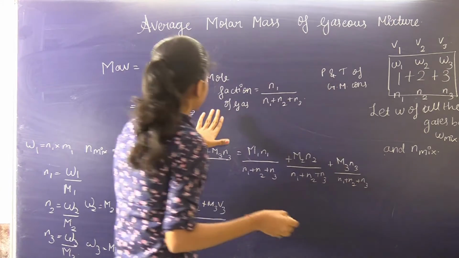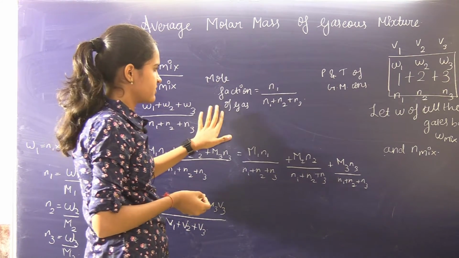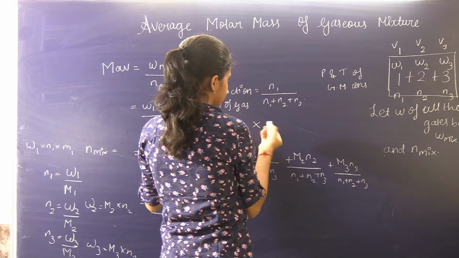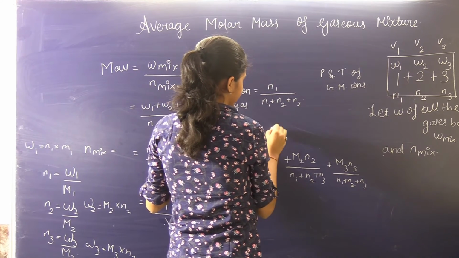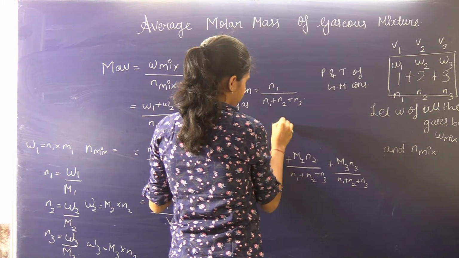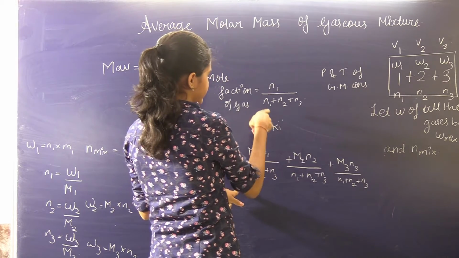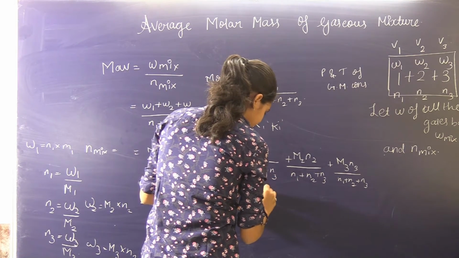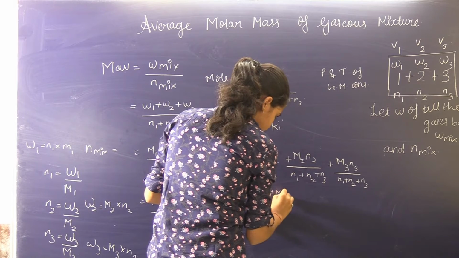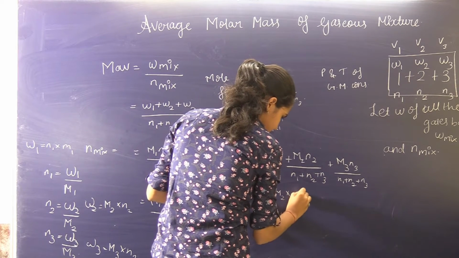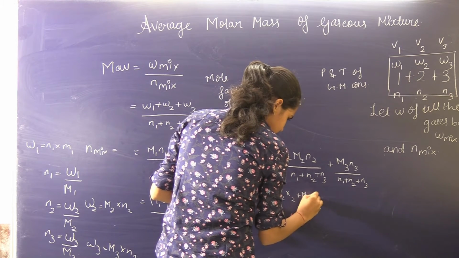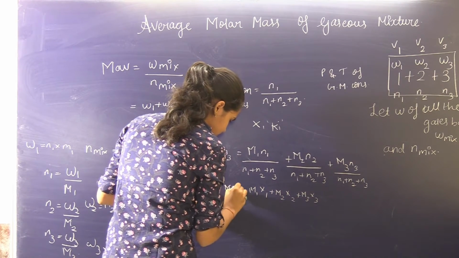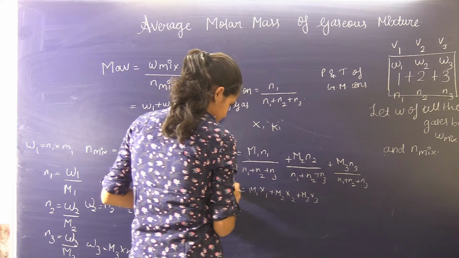We represent mole fraction by x1, we pronounce it as chi. So we can replace this by this. So M1 x1 plus M2 x2 plus M3 x3. This will be the fourth formula for molar mass of gaseous mixture.